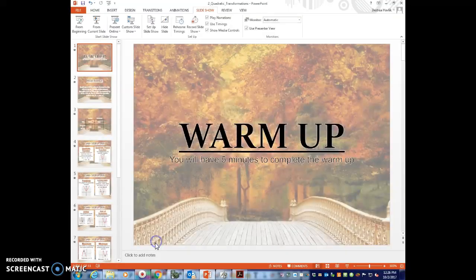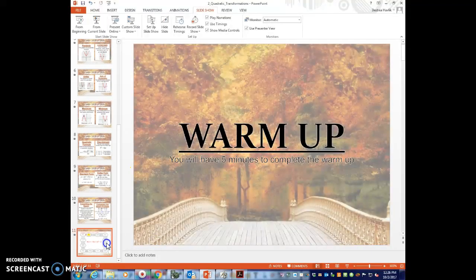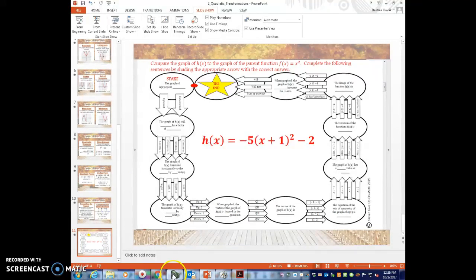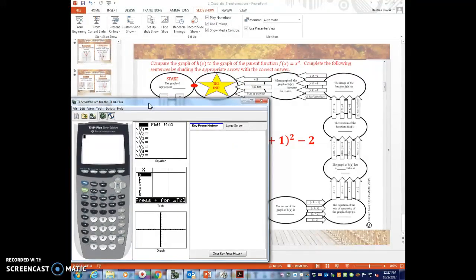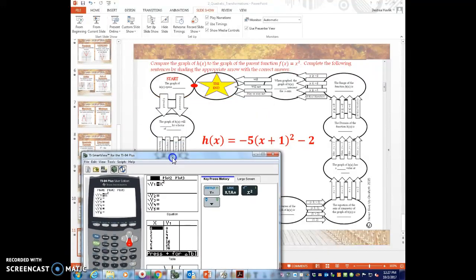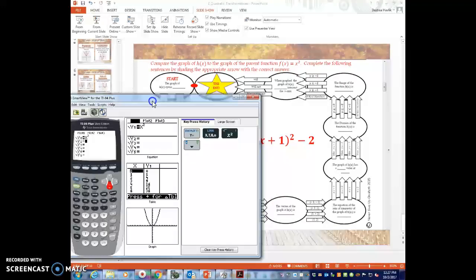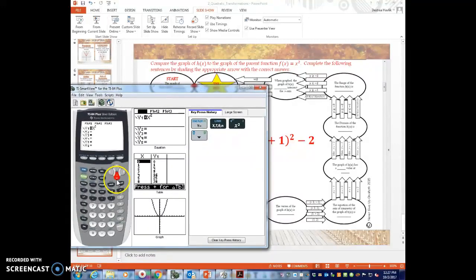So with the calculator, let me go ahead and get this screen set up here. With this calculator, in the first spot, we're going to type in x squared. So go to y equals, and we're going to put our parent function, x squared. Okay? Then down here, we're going to type in our equation. -5 parentheses x plus 1 parentheses squared minus 2. Okay? So we hit graph.